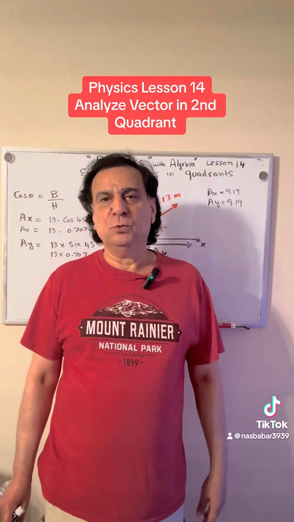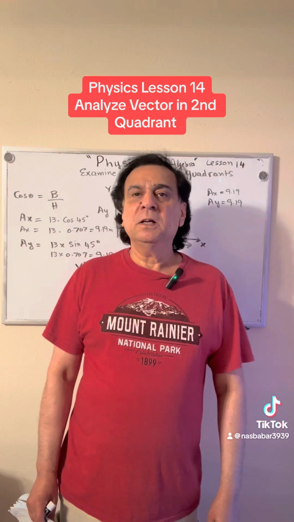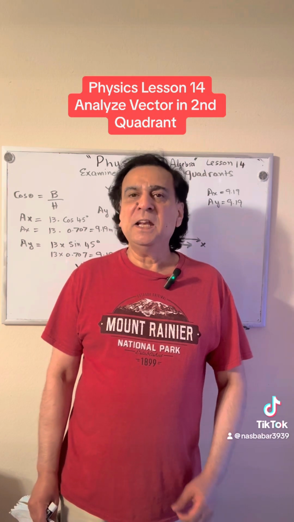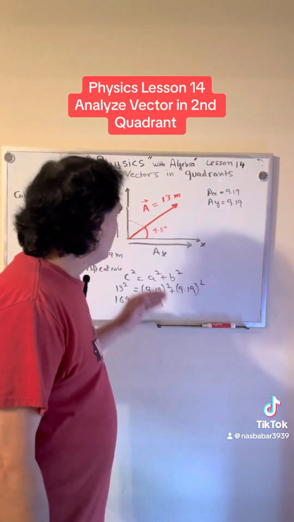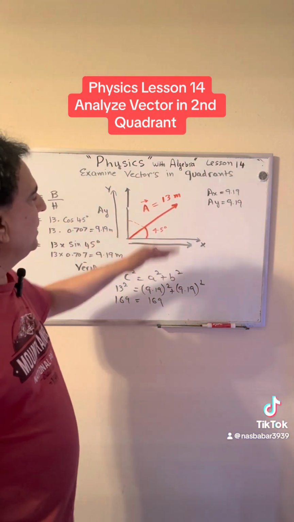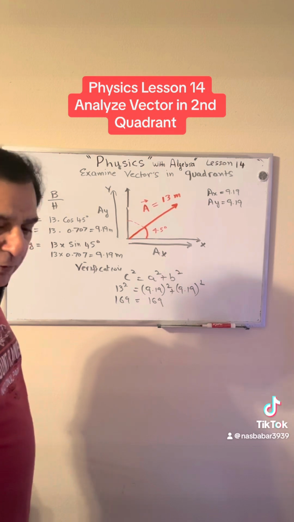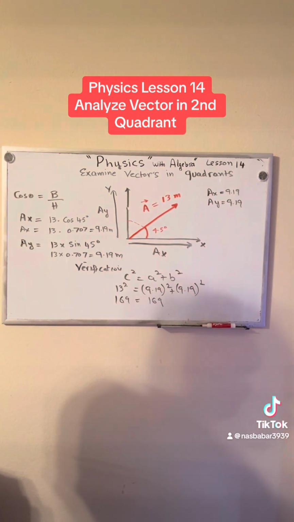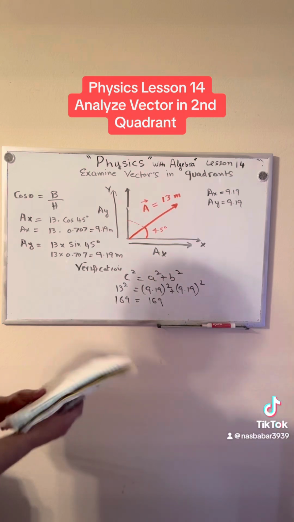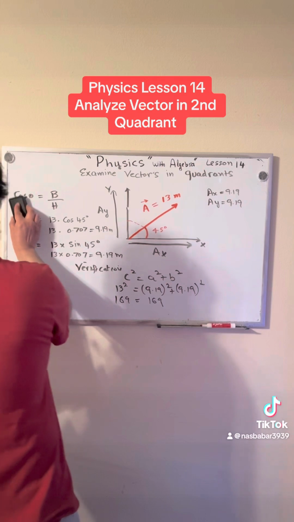This is going to be physics lesson number 14, and we're going to analyze a vector in the second quadrant. In my last lecture, I drew a vector in the first quadrant and we examined it, and it was at an angle of 45. If you need to take a screenshot of that, feel free to do that. But I'm going to go ahead and erase that, and we will look at a vector in the second quadrant.